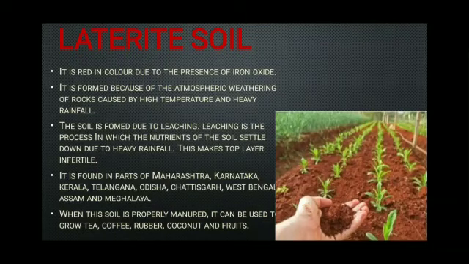Leaching is the process in which nutrients of the soil settle down due to heavy rainfall. This makes the top layer infertile. It's found in parts of Maharashtra, Karnataka, Kerala, Telangana, Odisha, Chhattisgarh, West Bengal, Assam, and Meghalaya. When this soil is properly manured, it can be used to grow tea, coffee, rubber, coconut, and fruits.